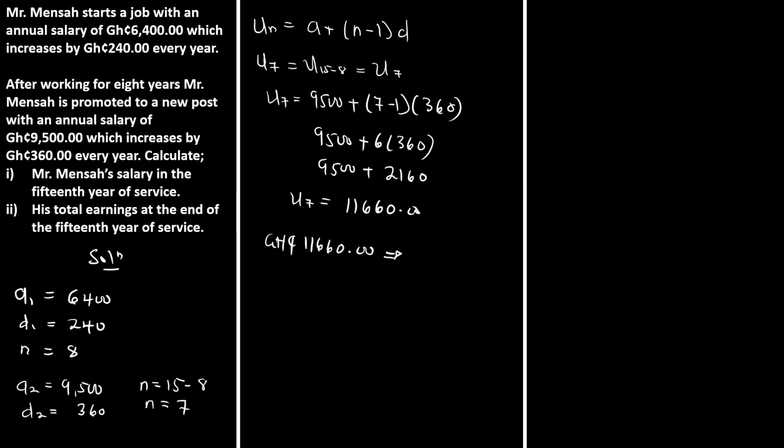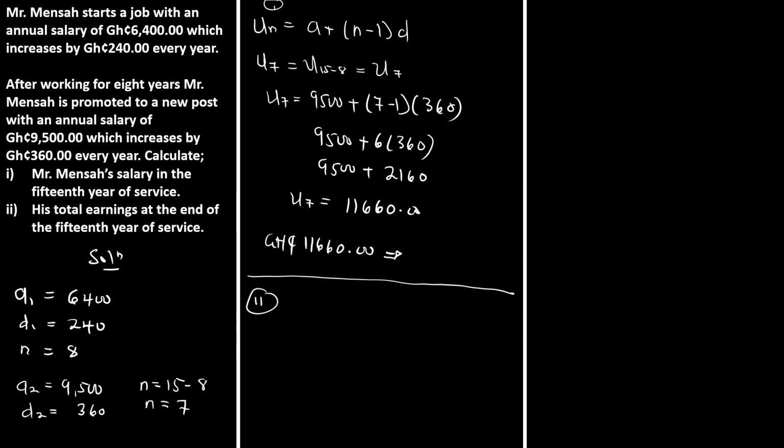Okay, so I will just write, maybe his salary on the 15th year was 11660.00. In this case, I don't have enough space to do that, so I'll write it. Okay, so here, let me just leave space for the second one. So this is my I, something like this, and then II. Okay, so during the II, the question says his total earning at the end of the 15th year of service. So the second question is the total earning from day one till the 15th year. That is what it means.